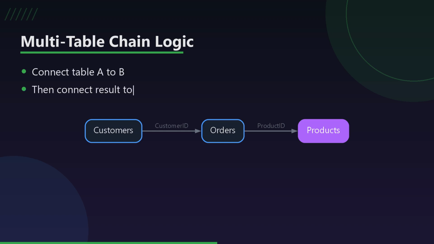Here is where it gets interesting. We can link three tables together. First, we link the customer to their orders using the customer ID. Then, we take that result and link it to the products table using the product ID. It's like passing a bucket of data from one person to the next until we have everything.